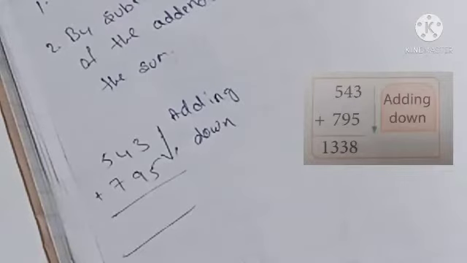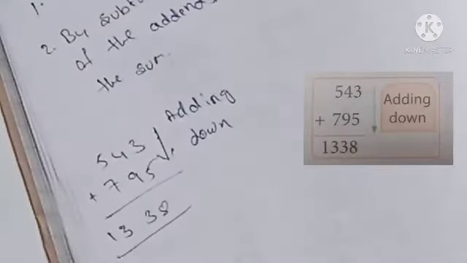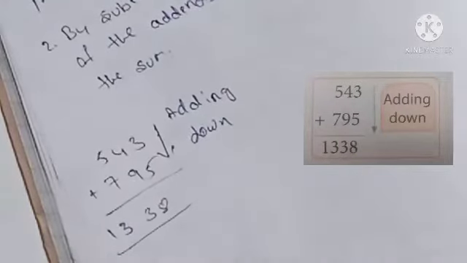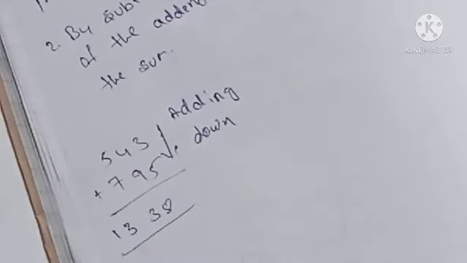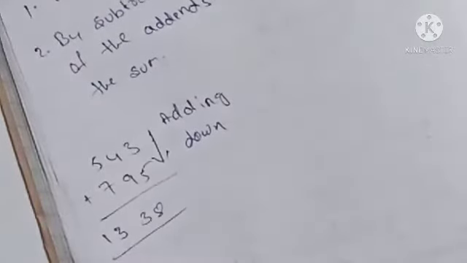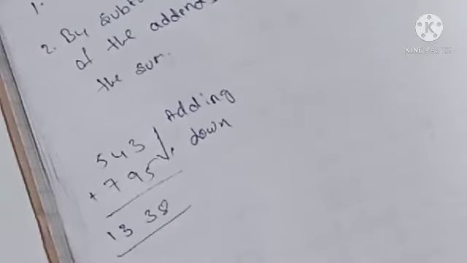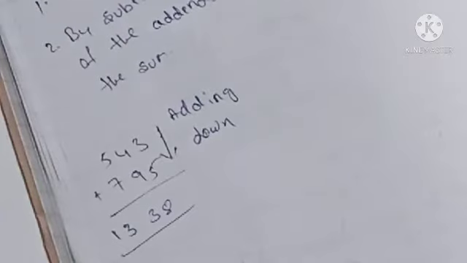Firstly we will do this. After doing the addition, we got the answer as 1338. Now how do we check whether it is correct or wrong? We have done the addition, and if it is wrong, we have to check that it is correct or wrong.